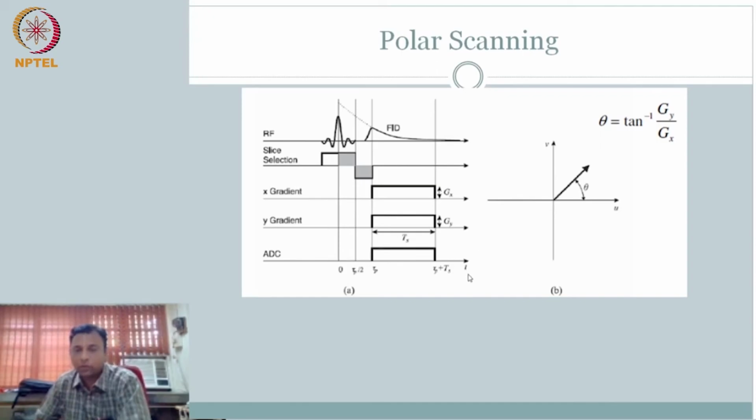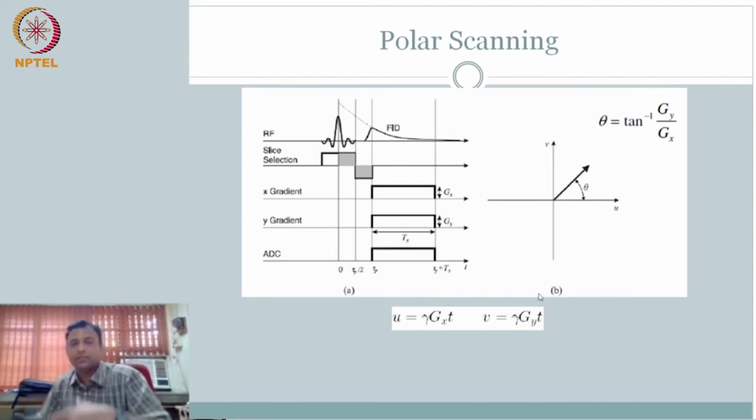Of course, the only thing is each time, in order to come to the origin, you will have to wait. You put one sequence, you get one thing, you wait so that the signal comes back, and then you repeat the experiment. Okay. Your frequency axis will be gamma Gx t, gamma Gy t. The highest frequency will be up to however much you are recording. You are recording it over Ts. So gamma Gx Ts, gamma Gy Ts would be your highest frequency that you have recorded in the UV space.